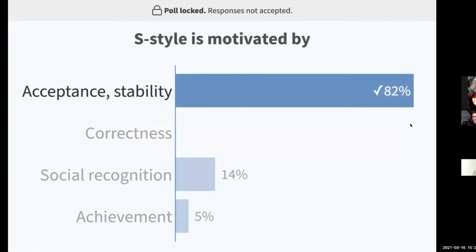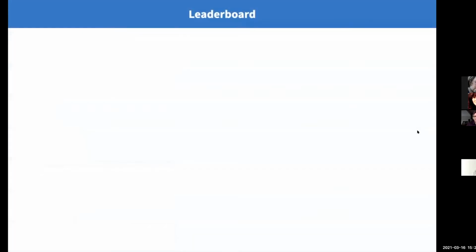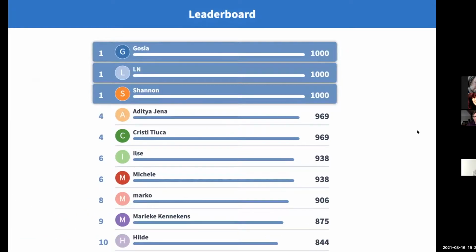Oh, very good. We see in this room 80% of people are on the right track. Of course, social recognition also fits S style, but it's more familiar to I, the social style. And achievement is also not very far, it is also important for S, but achievement is maybe the more important motivator for D. Therefore, it's eliminated here as a right answer for S. Very good. This was just the first one.